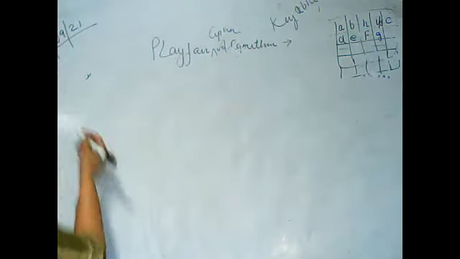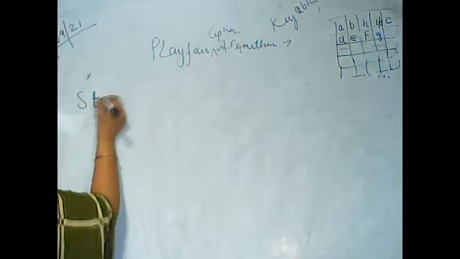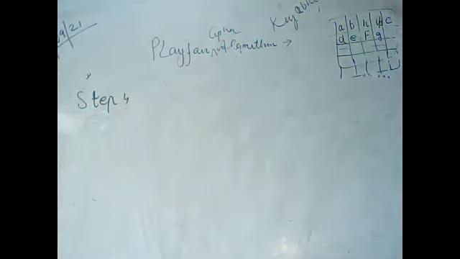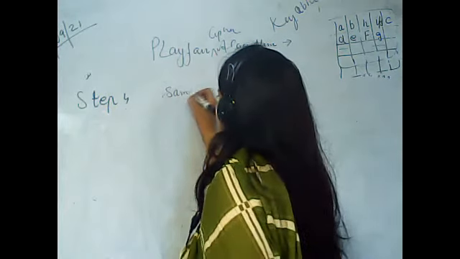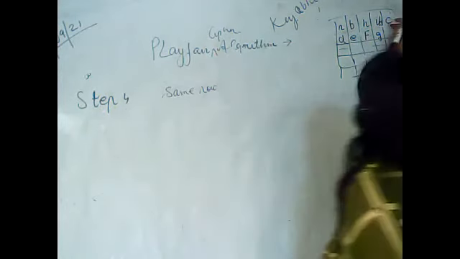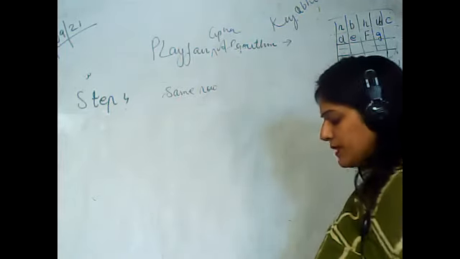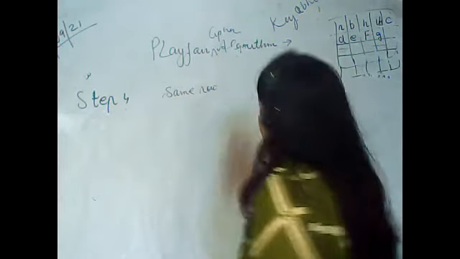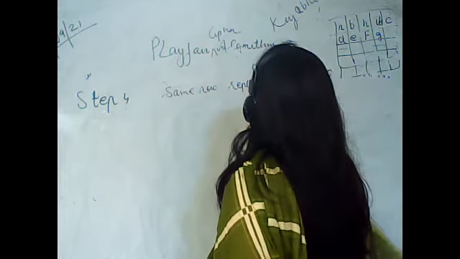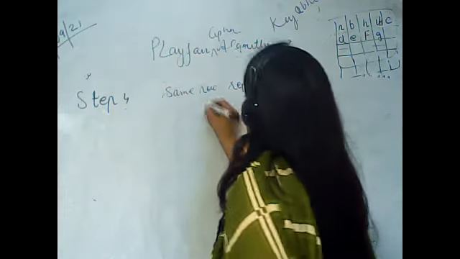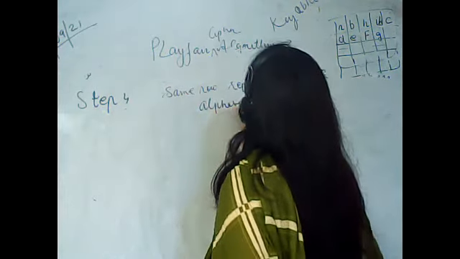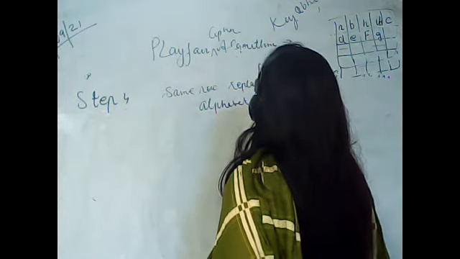Okay. So here you can see what rules we need to find. So this is step 4. Step 4 says that if both the alphabets in a pair come in the same row, okay, same row is like this, same row it will come. If both the alphabets come in the same row, replace them with the alphabets immediate to the right.